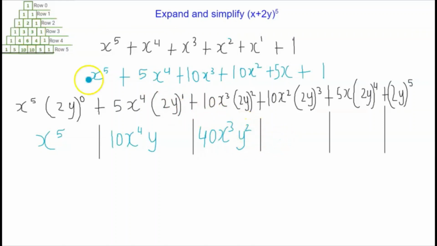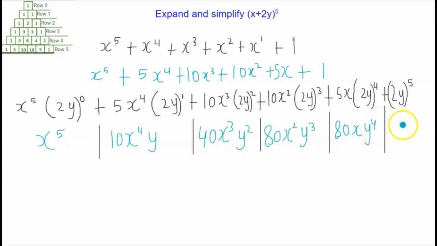And now in this next one, we'll be doing the same thing as before. So 2 cubed, 2 times 2 is 4, 4 times 2 is 8, 8 times 10 is 80, so 80 x squared y cubed. Now in this one we're going to be doing 2 to the 4, so 2 times 2 is 4, 4 times 2 is 8, 8 times 2 is 16, 16 times 5 would be 80 again. That'll be 80x y to the 4.